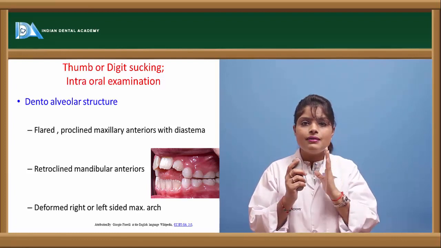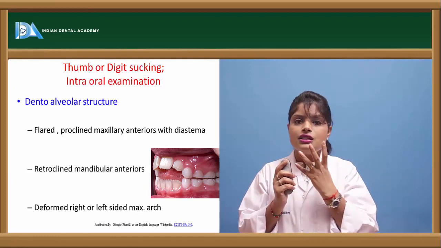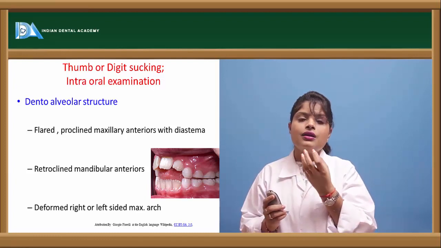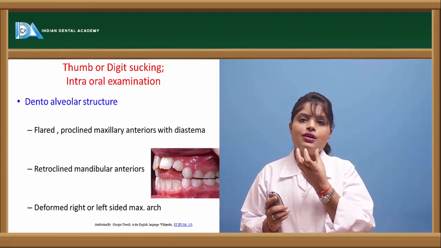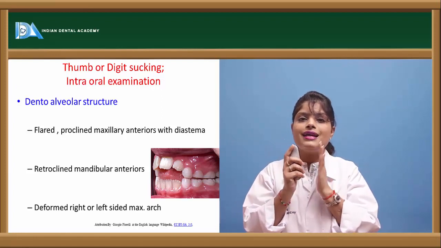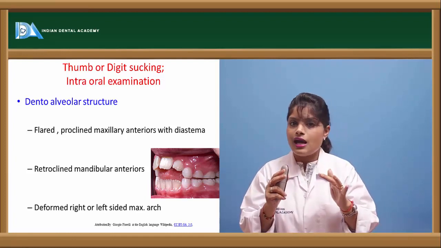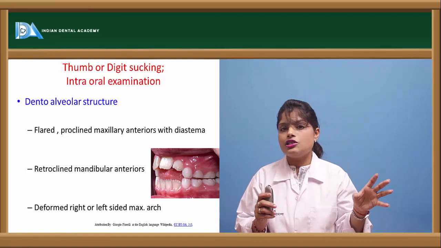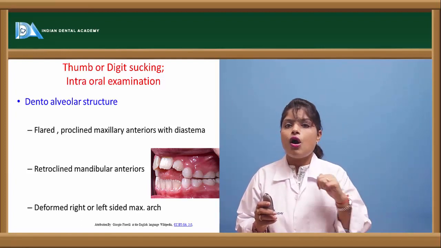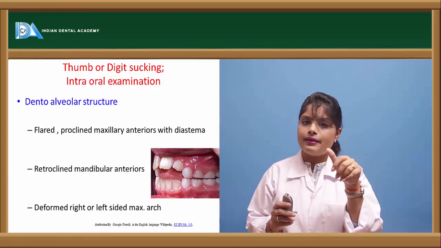There will be spacing present between the incisors and the teeth. There will be anterior open bite. The arch of the child will be collapsed sometimes, and there will be narrowing of the maxillary arch, and there will be a deep vault of the maxillary arch which is found in such cases because the thumb is placed in continuous contact with the hard and the soft palate.